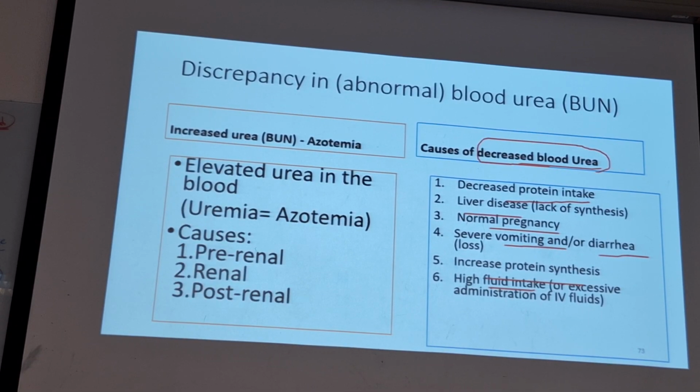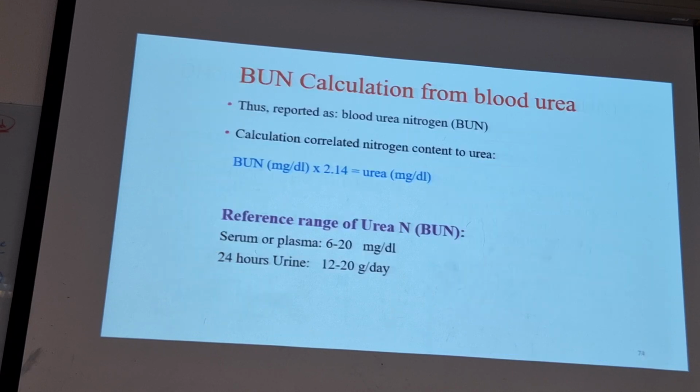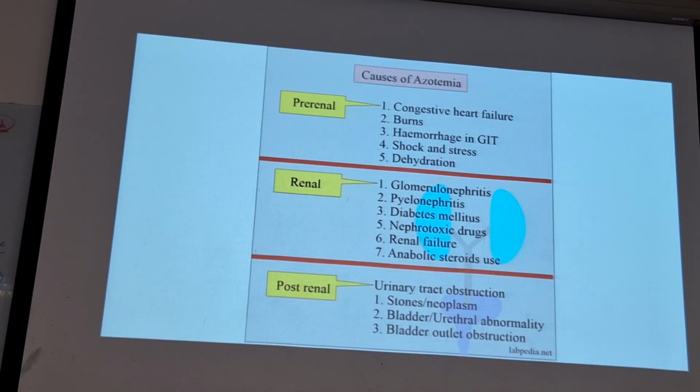The main reasons for increased urea can be divided into three: pre-renal, renal, and post-renal. For pre-renal, we have situations like dehydration, stress, and hemorrhage. Renal includes all kinds of kidney disease, like pyelonephritis, diabetes, nephrotoxicity, and renal failure. Post-renal includes stone, gallbladder, and bladder obstruction.